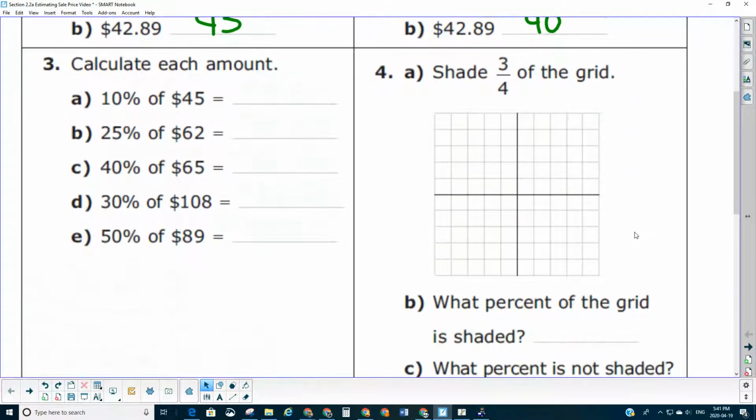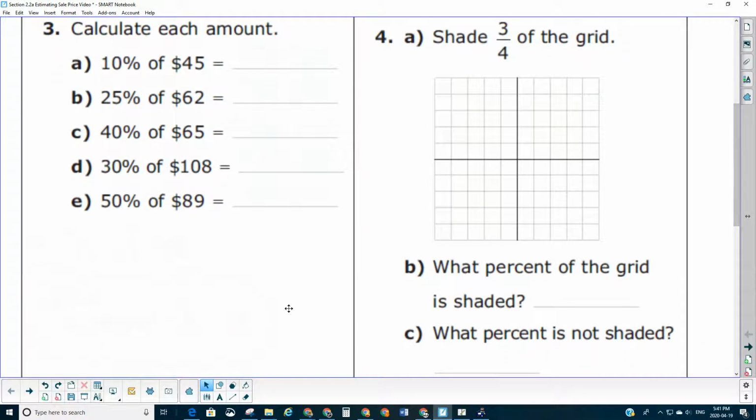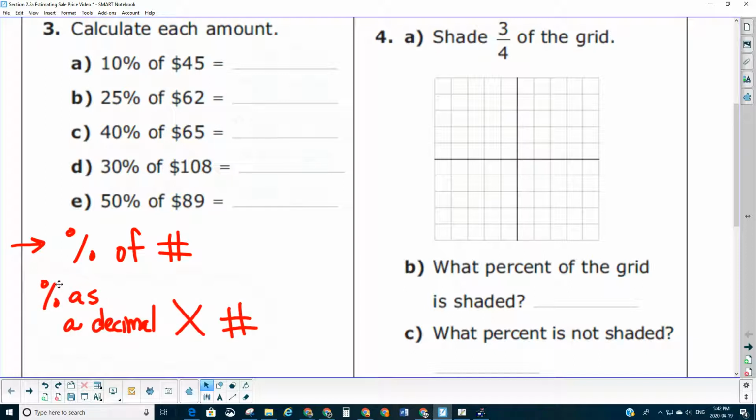All right, moving down to number 3. We're going to calculate each amount. So we'll have to remind ourselves not just what we did in the last couple of videos, but also what we did back in the first chapter, and calculating from percent to a percentage of a number. So don't forget, when we do this here, we're finding the percent of a number, and that translates to the percent we're going to do as a decimal. Of means times, and then of course your number. So let's look at this first operation, 10% of 45. So the 10%, you divide by 100, is 0.1. Of means times, and 45.